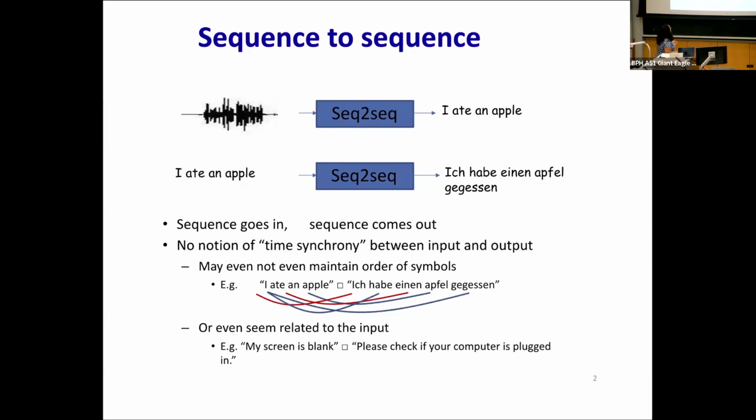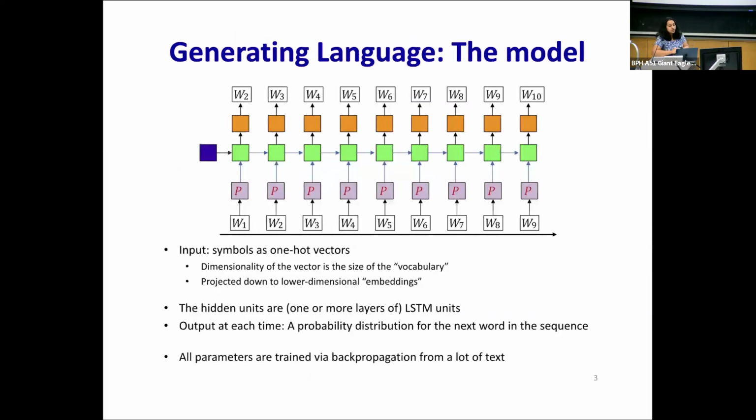But the problem that comes with sequence to sequence models is that there's no time synchronicity or order synchronicity. For example, if you see here, "I ate an apple", if it's converted to German, the "ate" is in the last part of the sentence. So the order of the words is different in English and in German. That's one of the problems we face when doing sequence to sequence. So how can we overcome this?